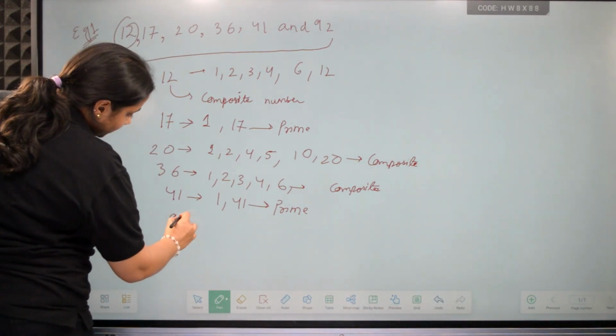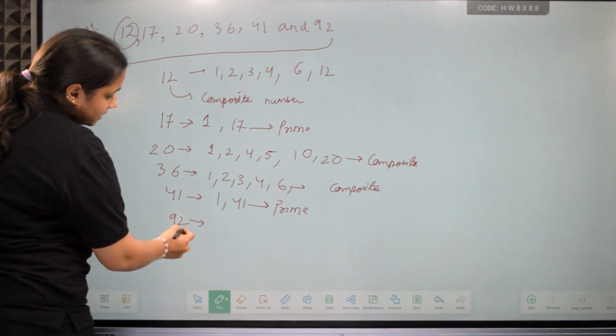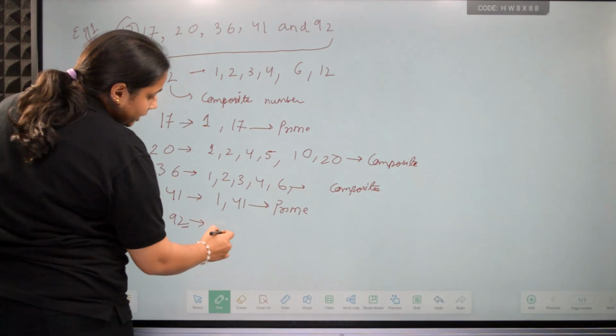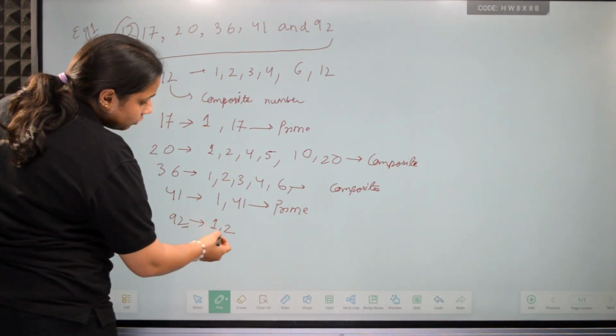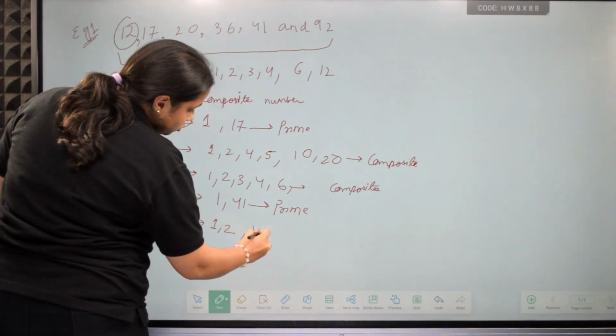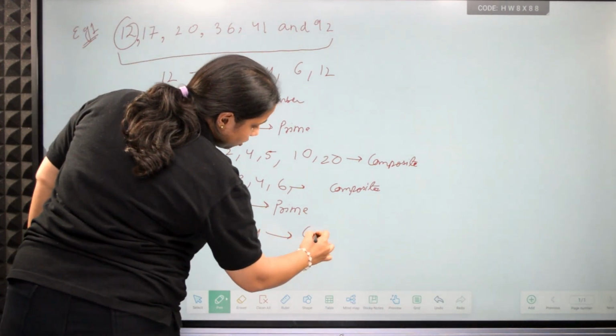For 92, we can see that it is an even number, so it already has 2 as its factor. So 1 is also a factor of it, 2 is also a factor, 4 is also a factor. Hence we can say that it is a composite number.